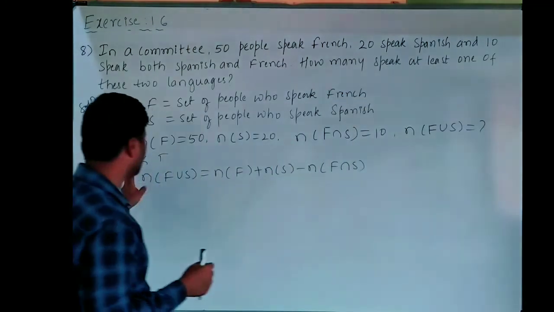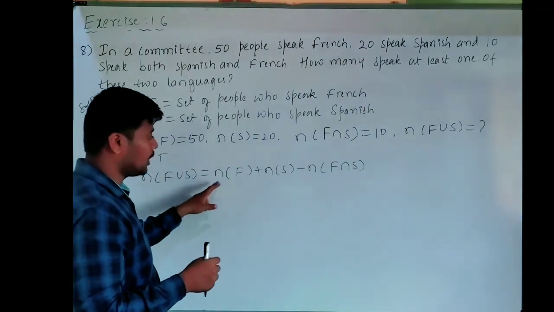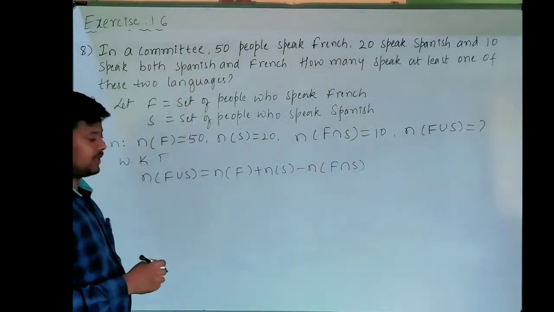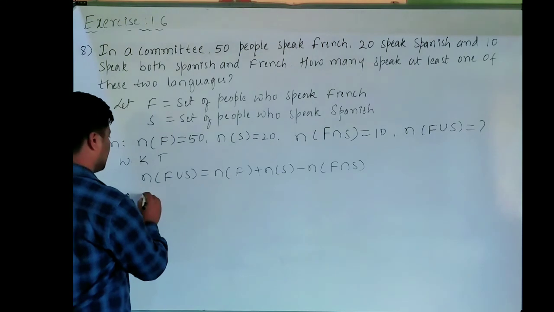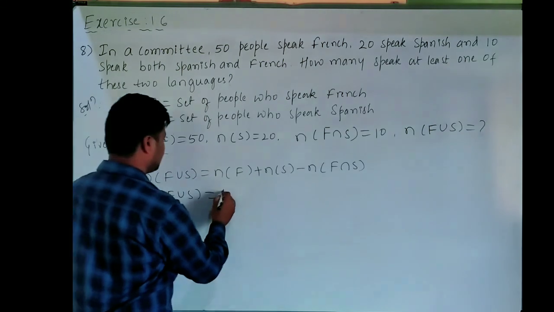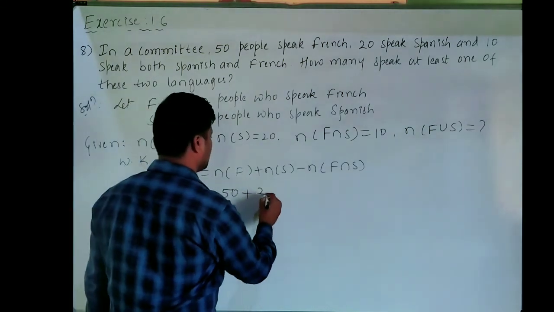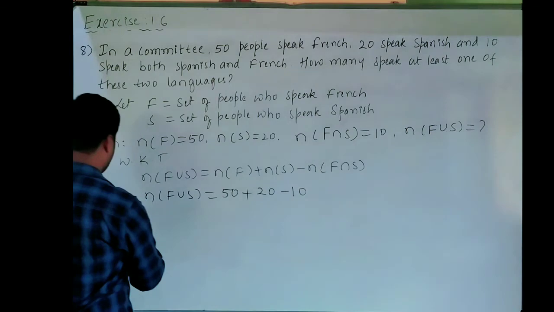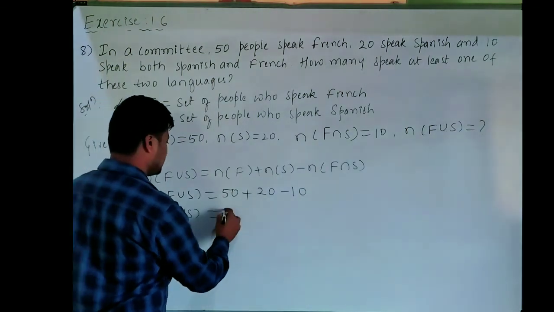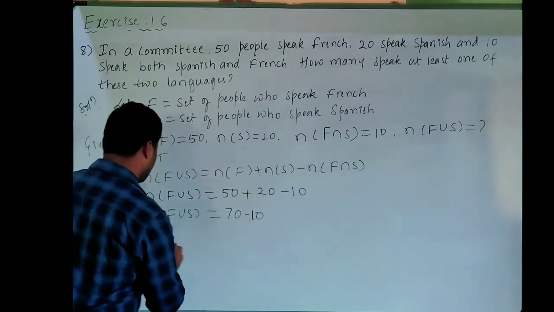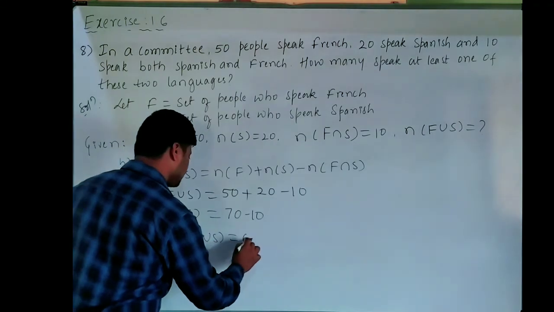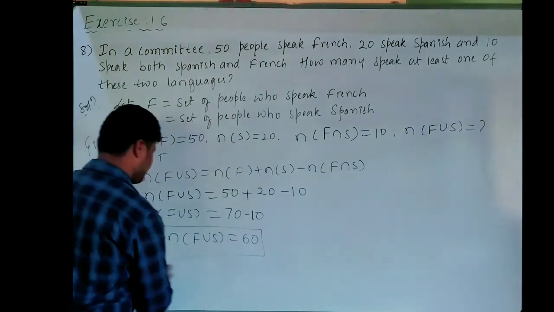Okay, what is the formula? N of F union S equals N of F plus N of S minus N of F intersection S. We have to find this one, keep it as it is. So what is N of F? That is 50 plus 20 minus 10. This equals N of F union S equals 70 minus 10. Therefore, people who speak at least one of these two languages equals 60. Okay, note all this.